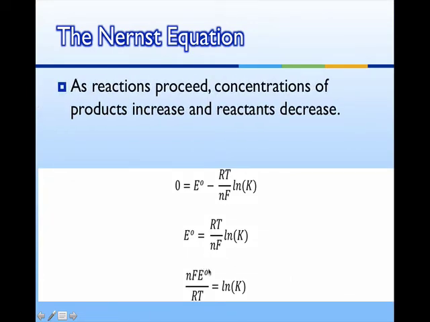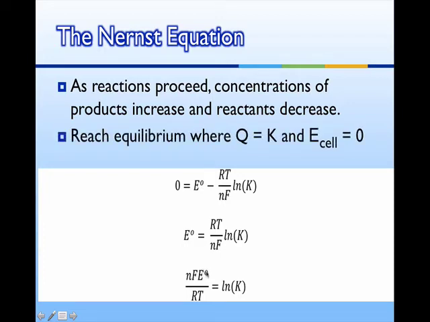Okay, as reactions proceed, concentrations of products increase and reactants decrease. And when we reach an equilibrium, we know that's where Q equals K for the equilibrium constants in the quotient product. And then we have the cell potential is also equal to 0. So if the cell potential is 0, remember this was just a normal E right here, we set that equal to 0, we do rearranging, and then we end up with this formula down here, which lets us solve for the K, the equilibrium constant. So there's another way that we can use the Nernst equation to find the equilibrium constant if we're looking for it.